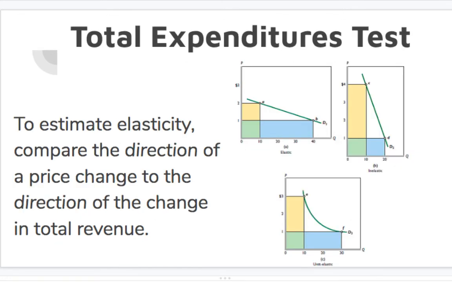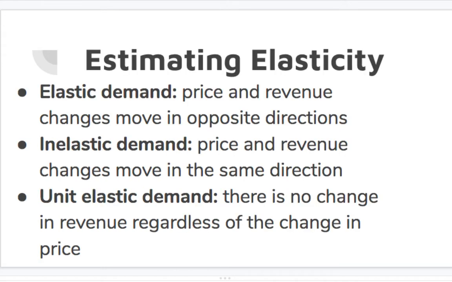So the total expenditures test is to estimate elasticity and compare the direction of the price change to the direction of the change in total revenue. With elastic demand, the price and the revenue changes move in opposite directions. With inelastic demand, the price and the revenue changes move in the same direction. And unit elastic is where there's no change in revenue regardless of the change in prices.